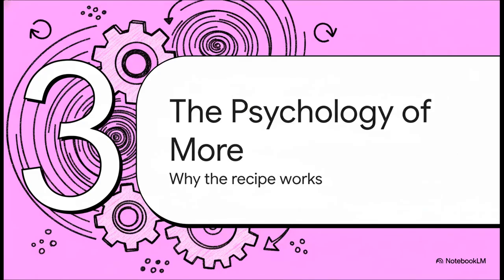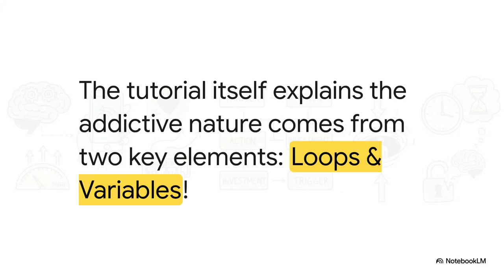So, we have the ingredients. But why does this recipe work so darn well? Well, that's where we get into the psychology of more and the real science behind this whole structure. The most fascinating part is that the kids' tutorial pretty much tells us the secret, right there in its own explanation of the code. It highlights the key to what makes it so addictive: loops and variables. This isn't some hidden trick. It's the celebrated core of the entire game's design.